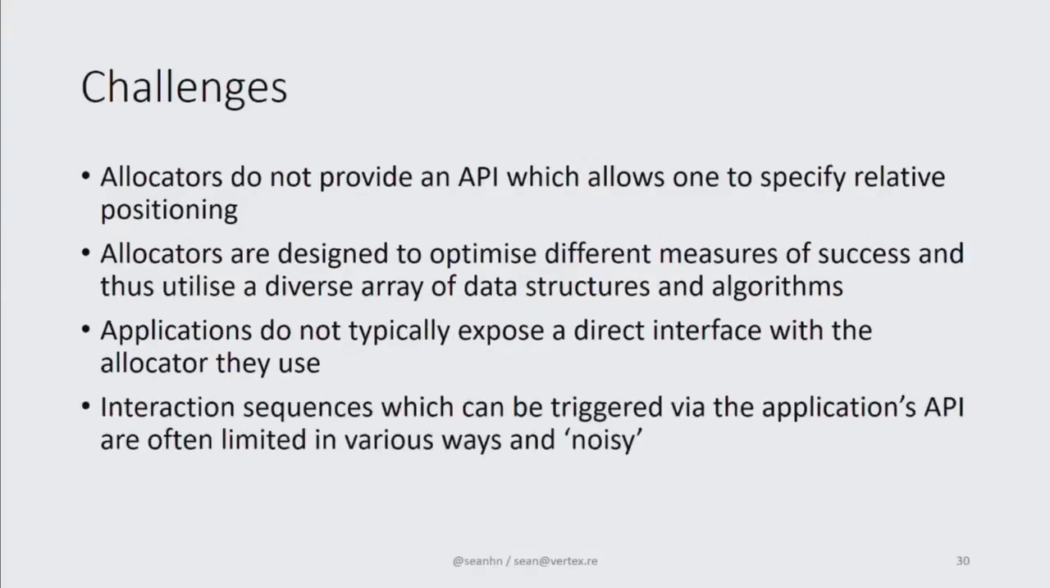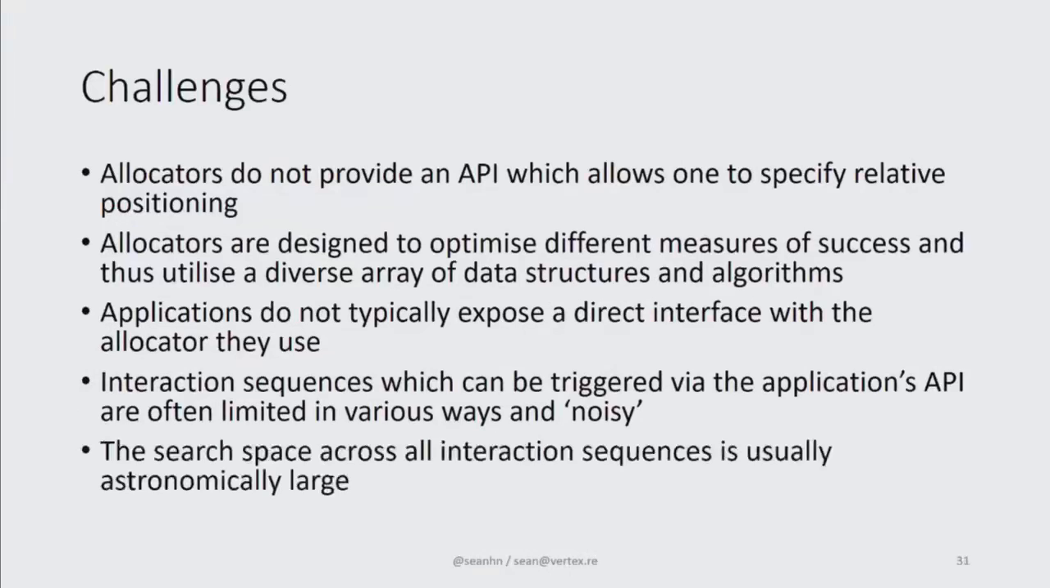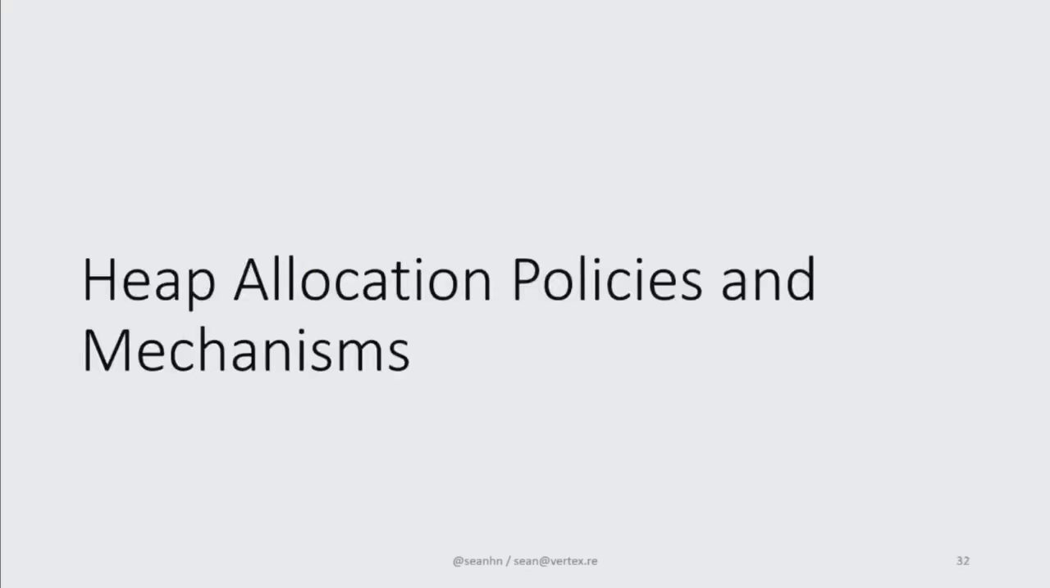Interaction sequences, which you can discover from the allocator, or sorry, from the application, typically have noise in them. So in some situations you get lucky and you can inadvertently trigger a single malloc or a single free via the application's API. But a lot of the time what ends up happening is you can trigger the allocation you want to trigger, and then you also trigger, say, 27 other allocations that may or may not mess with the heap state that you're working with. And then finally, the search space, if you were to exhaustively process all combinations of interactions, is obviously astronomically large, so we need to find some way of dealing with that.